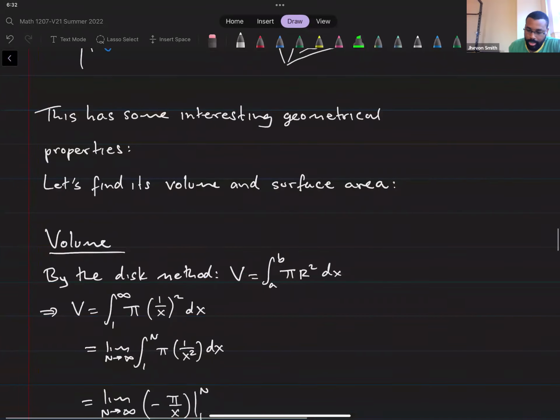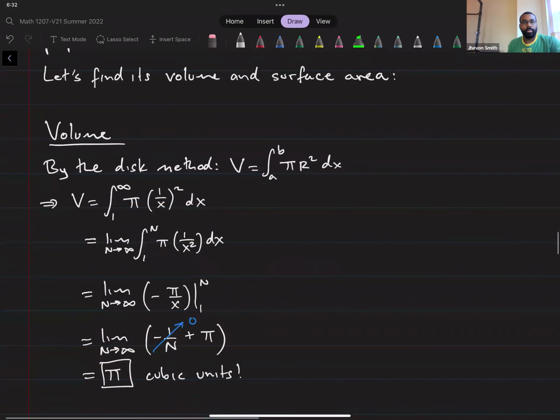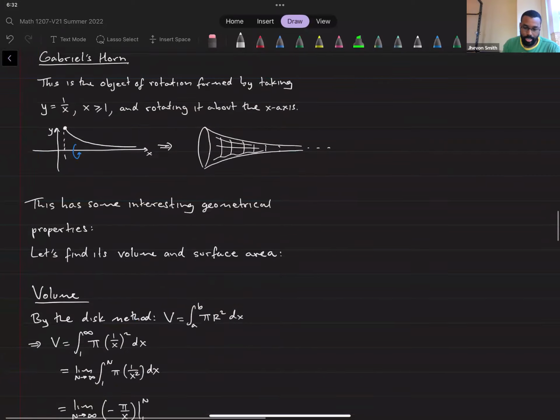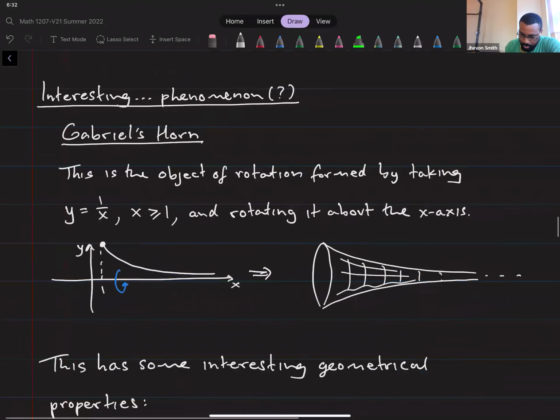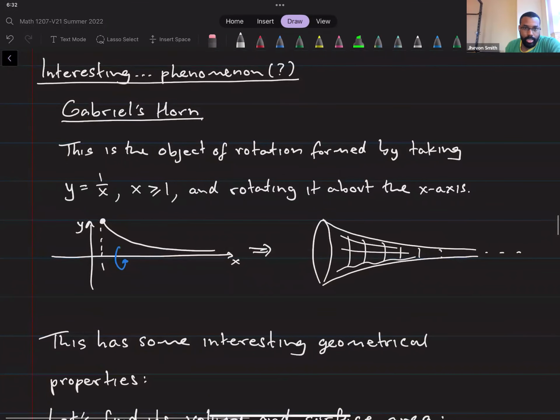Right, so that's something interesting. Okay, so that's Gabriel's horn, and it has a volume of pi cubic units. So you just take the curve 1 over x squared for x greater than 1 and rotate it around the x-axis. You will create an object whose volume is pi cubic units, which means if you fill it with something, pi cubic units of that stuff would be there, depending on the scale of your x-axis, right?